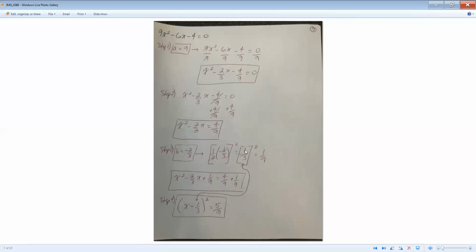Our 2's can cancel, we lose the 2, leaving -1/3. Then square that, which would be positive 1/9. Add that to both sides. So we have x squared minus 2/3 x plus 1/9 equal to 4/9 plus 1/9. So on the left side, don't forget, if you have trouble factoring this perfect square trinomial, that -1/3 will be what goes in the parentheses with your x. So that's why we have x minus 1/3 squared equal to 5/9. 4/9 plus 1/9 is 5/9.